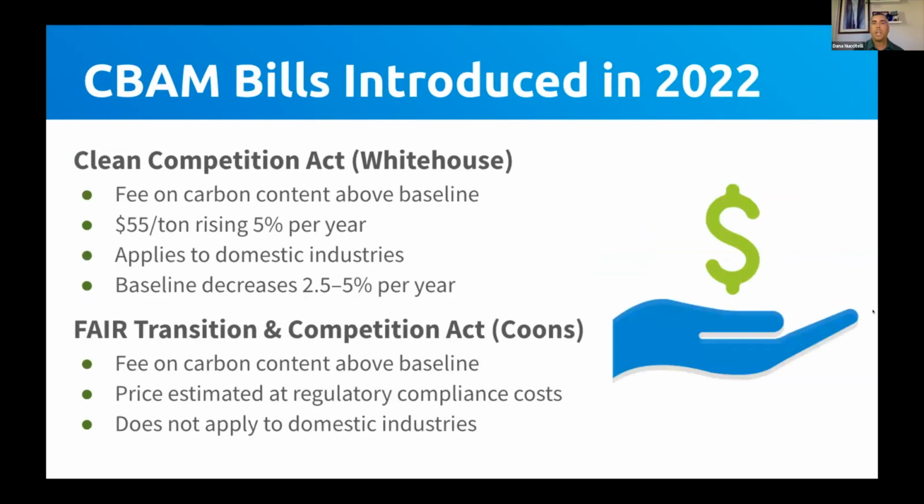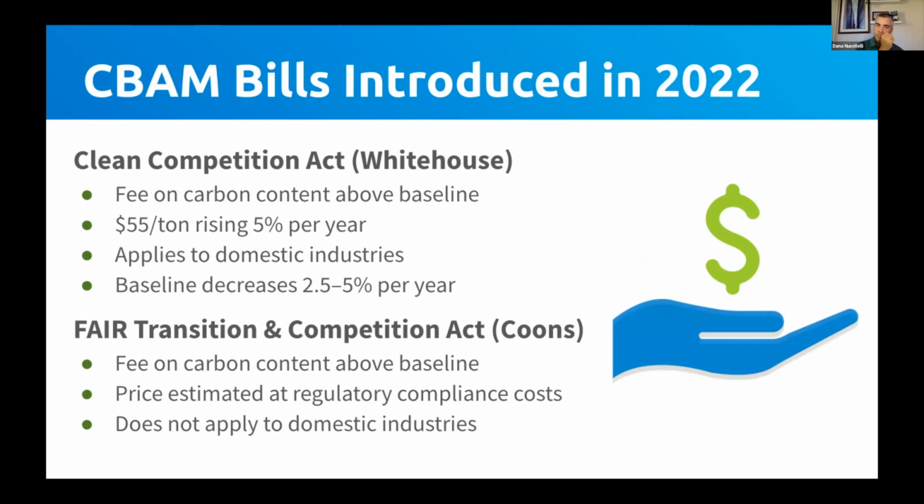So there have been a couple of bills that were introduced to implement a CBAM in the last session of Congress. One of them was introduced by Senator Whitehouse, called the Clean Competition Act. It would have put a fee on the carbon content of a material above the baseline value. For this baseline, you basically look at US industries on average, how much carbon content their products have, and that is your baseline average. Figuring that out is what the Prove It Act is going to do, which Rick will talk more about.